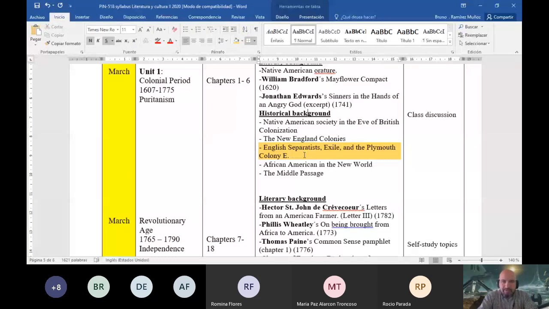My question, were you able to read some of these? Letters from an American Farmer, On Being Brought from Africa to America, or Common Sense Pamphlet, Chapter 1. Were you able to?